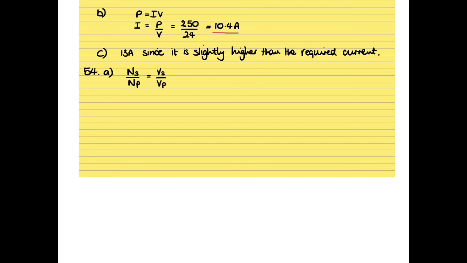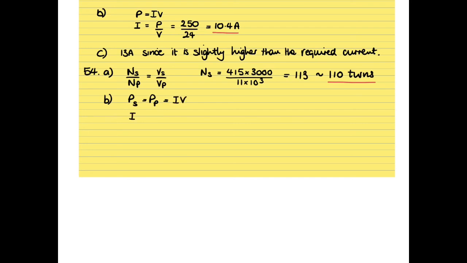Finally, question 54, again, just using our transformer equation, we need the output turns, so that is NS, or our secondary turns, rearranged, sub in the values, and we get approximately 113 or 110 to two significant figures. If it's 100% efficient, our power of our secondary equals our power of our primary, so I times V is a constant for either side, and substitute in, you're actually told the output power was 60 kilowatts, and therefore you would have a current of 5.5 amps in the primary side.